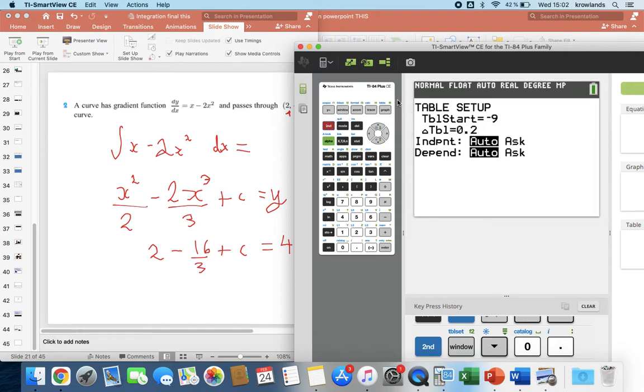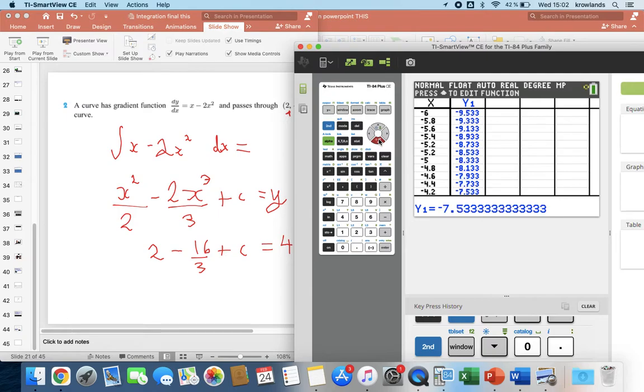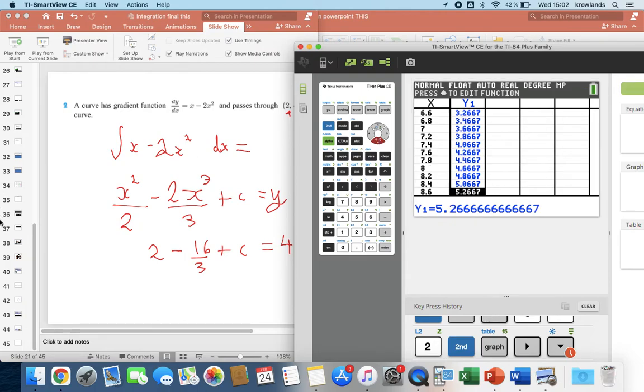You've just got to make this smaller if it's going up in decimals with too large of a gap. This looks better. So we're going to have a look when y is equal to 4. Again, this is not working out wonderfully.